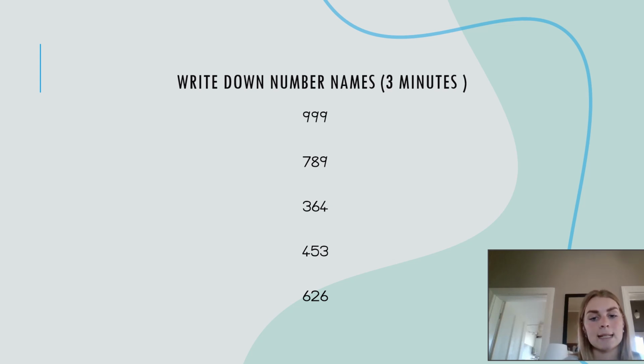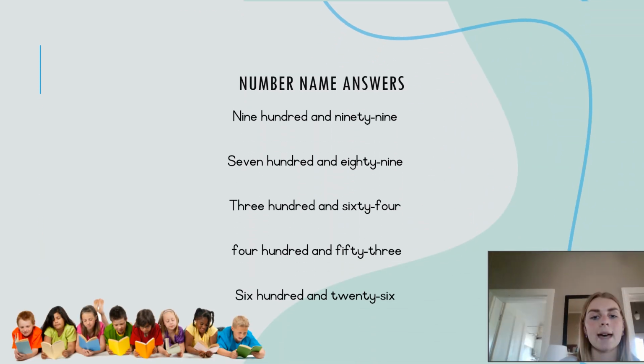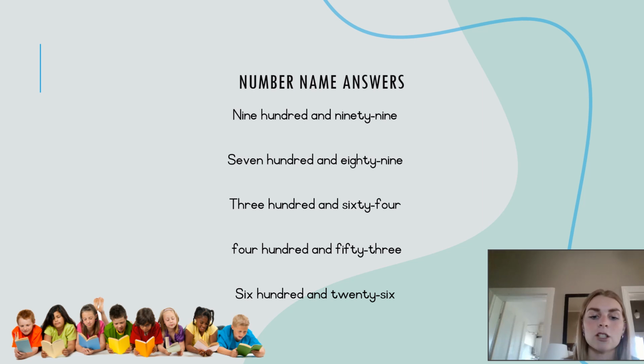So I've used 999 because I have seen that boys battle to spell 99, or students, sorry, I've been teaching boys. They either add an I or leave out an E or add an E, and so this is just important for us and for them to see exactly where they're going wrong and how bad or how good their spelling is. Okay, then it's 789, 364, 453, and 626. And then the number name answers will be provided, and they can check their spelling to help them when it comes to corrections.